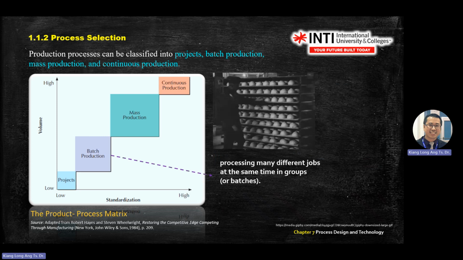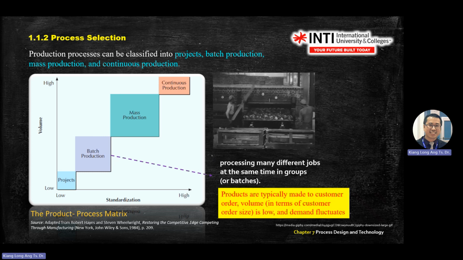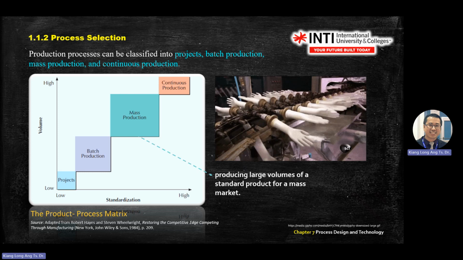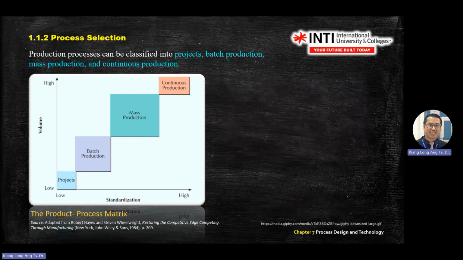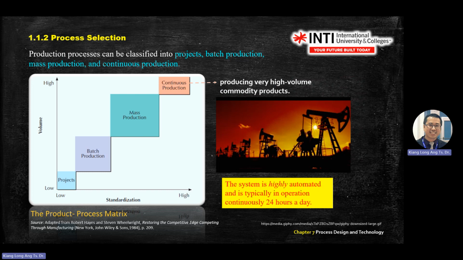Batch process will be like making the bread and all these things, right? Mass production will be like a glove factory. Continuous will be like oil and gas. You need to always dig.